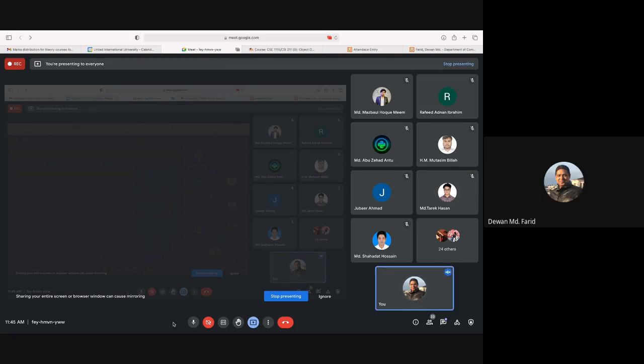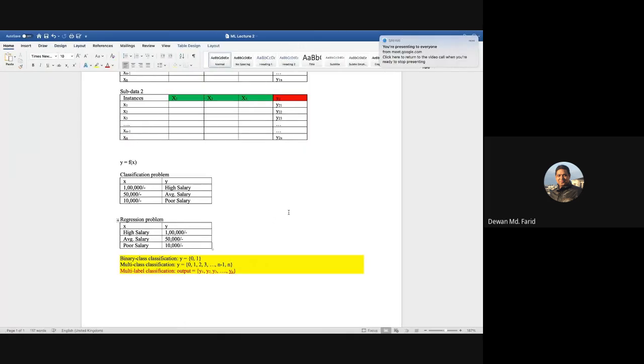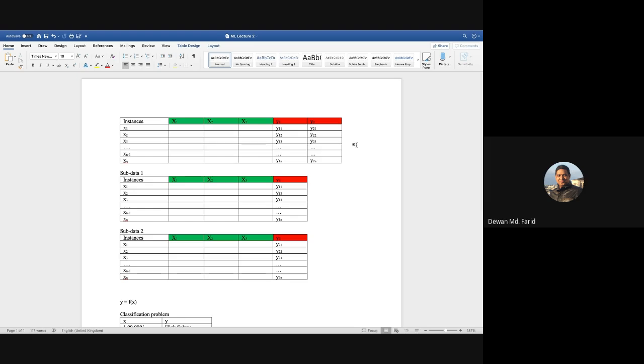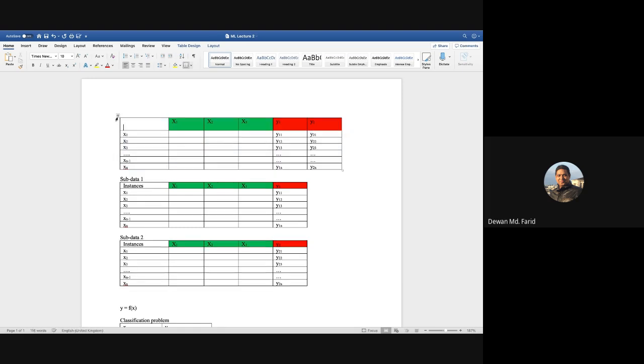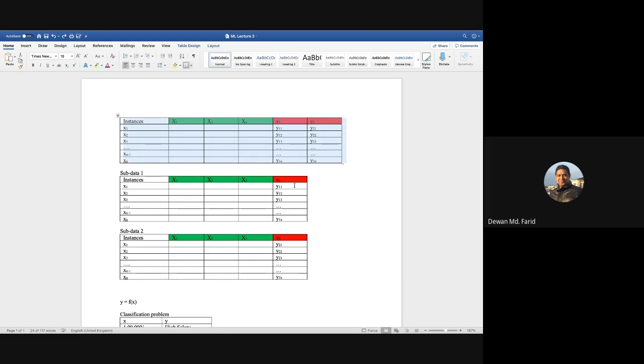Yes, sir. Okay, so do you get the point? We have binary class classification problem, multi-class classification problem, and multi-level classification problem. For binary class classification, the class level will be only 0 and 1. Binary means 2. Multi means more than 2, like 0 to n. Multi-level means the level will be more than 1. If we have this kind of scenario, we can simply divide the original data into two subdata. This is our original data. Is it clear? Any questions? By doing this, we can solve the multi-level classification problem.